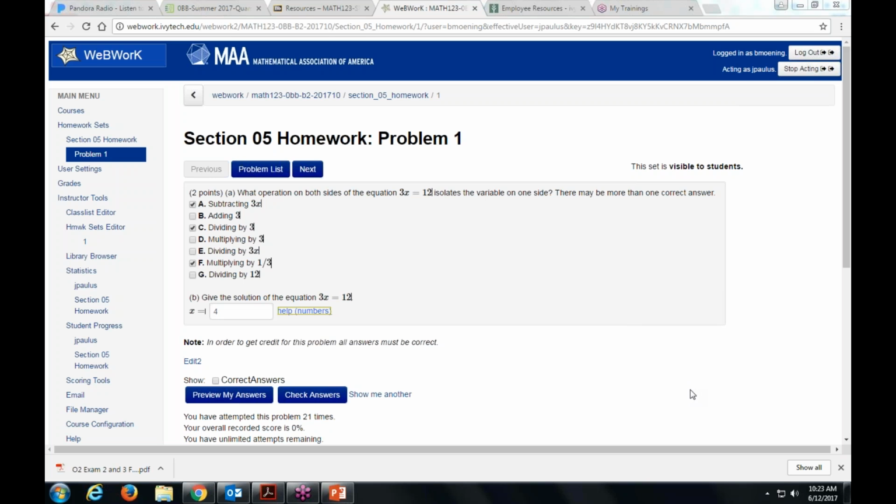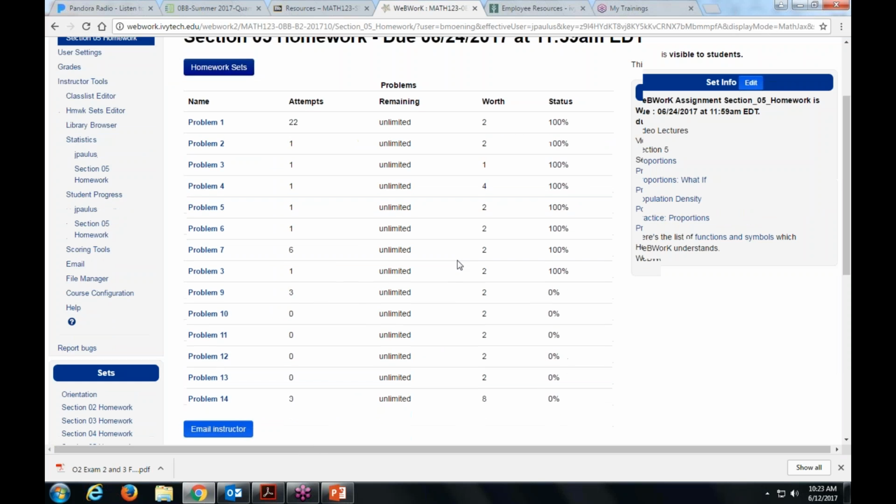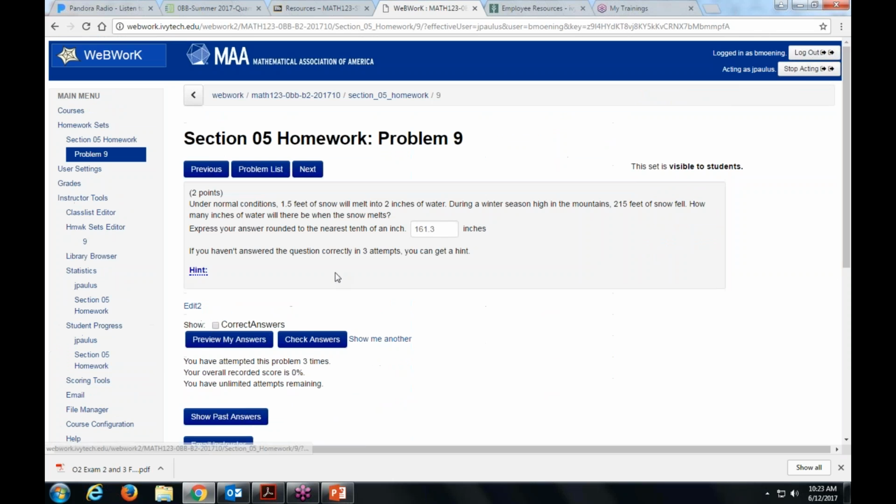I do have one question on Section 5, Problem 9. It says the ratio is feet to inches. Do I go ahead and take that 1.5 feet and turn it into inches to get my answer? You can do this a couple different ways. You can do it the way that you're thinking of, but it's going to be more work. But if that makes sense in your head, you can.